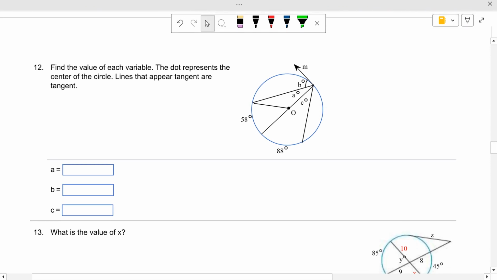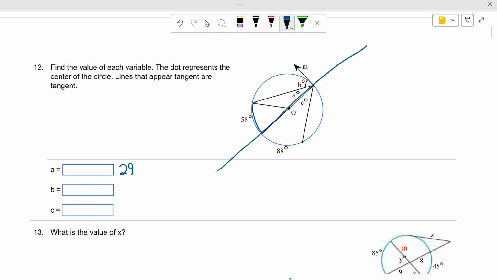All right, we're getting close to the end here. 58 is the arc. The angle's half the arc when it goes all the way across. What's half of 58? 29. So this is a diameter. It goes to the center of the circle, so it splits it in half. So this is 180 from here to here.